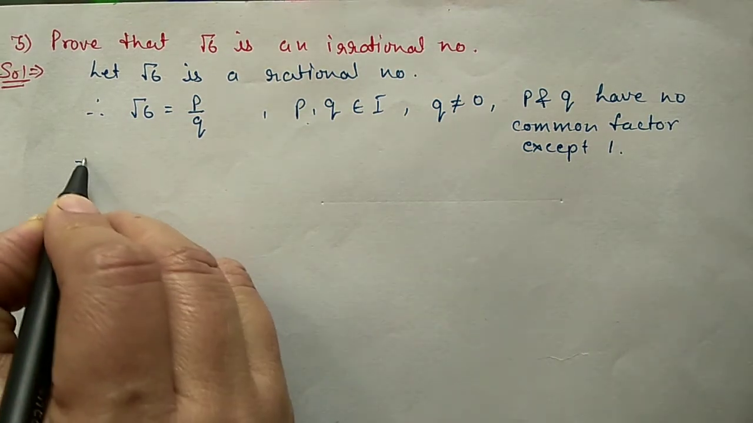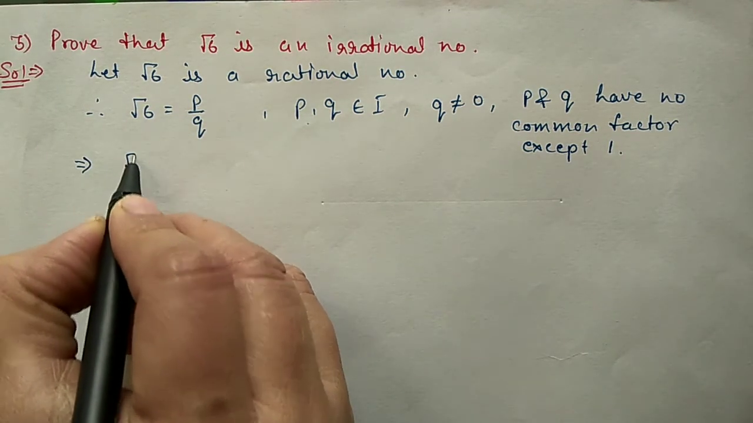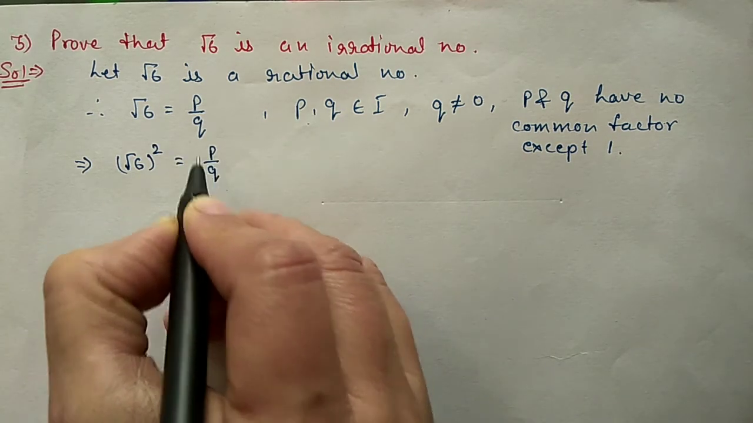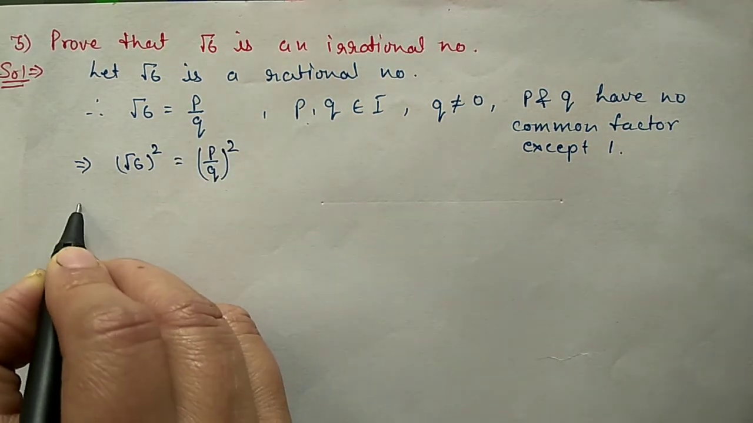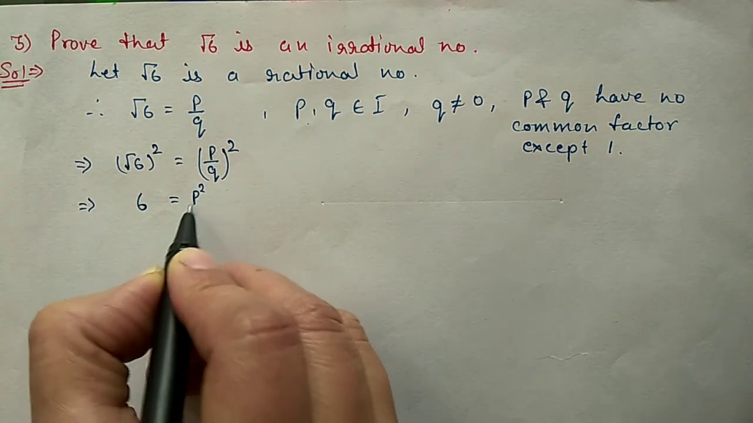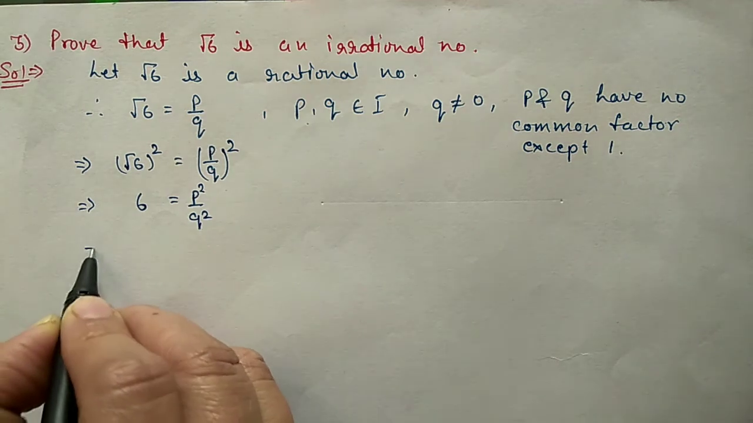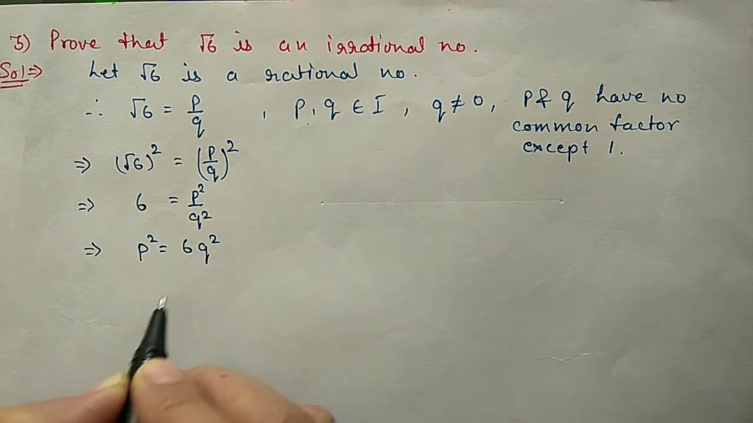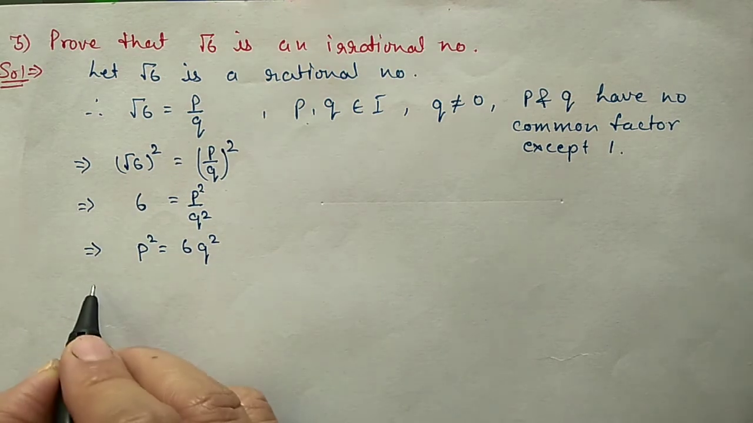Second step, we will square both sides. So root 6 whole square is equal to p by q whole square. Root 6 square we can write as 6, which is equal to p square by q square, which we can write as p square is equal to 6q square. Q square shifts to the other side.